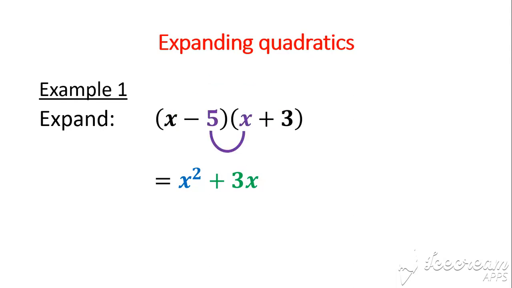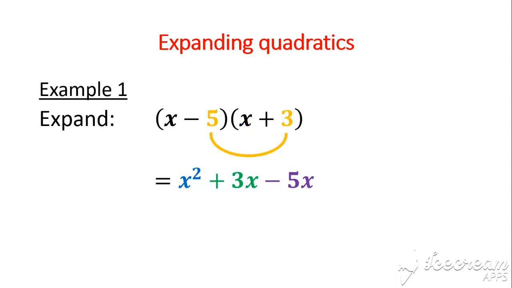Our third rainbow is x multiplied by 5, or 5 multiplied by x. But notice it's a negative 5. It's a subtract 5, but we're going to treat it as a negative 5. So a positive times a negative makes a negative. So we have to write down negative 5x or subtract 5x.